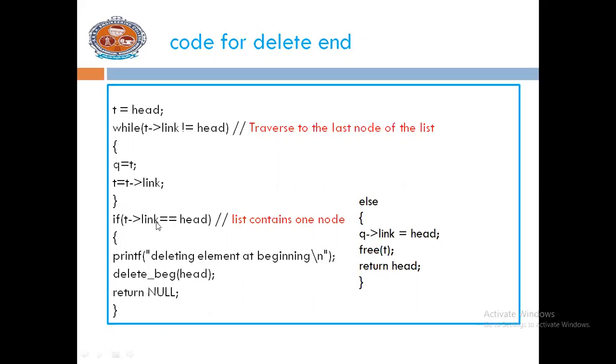Else, if t of link is not equal to head, that means we are at the end of the list. As I told you earlier, t points to the last node and q points to the last but one node. So here q of link, that means the last but one node's link part, is updated to head: q of link equal to head. Finally, free the memory allocated to t. What is t? The last node. So free the memory allocated to the last node t. That is the code for the delete end operation.